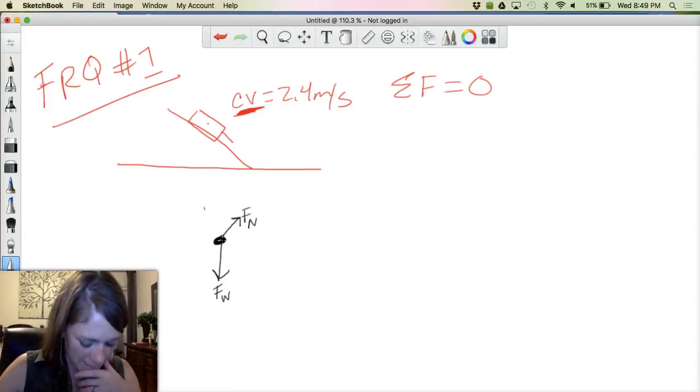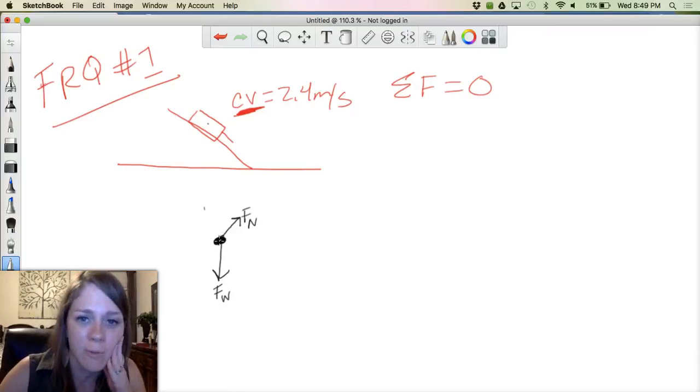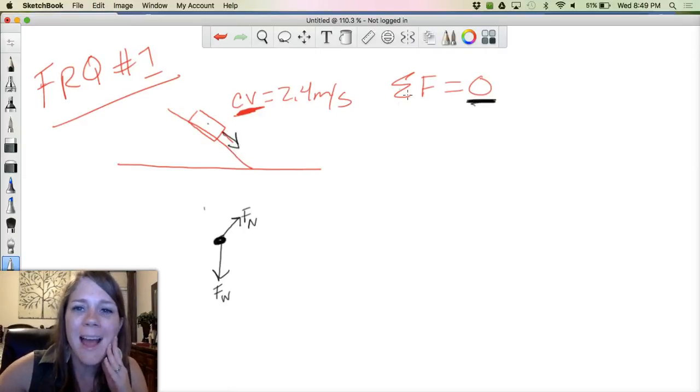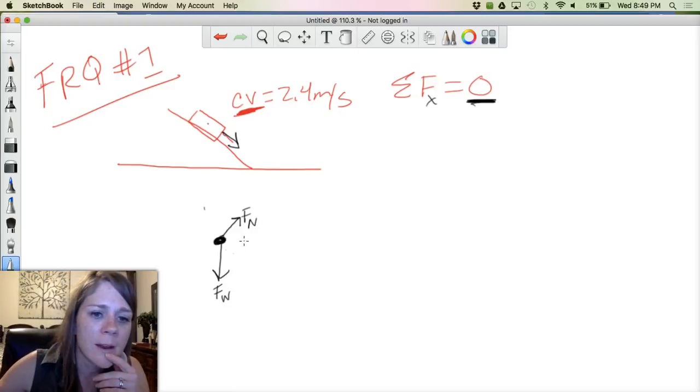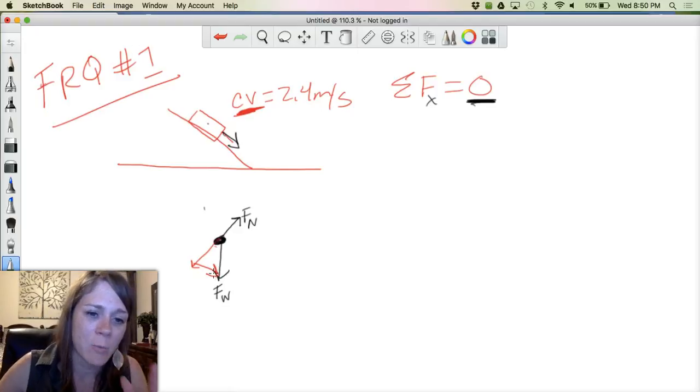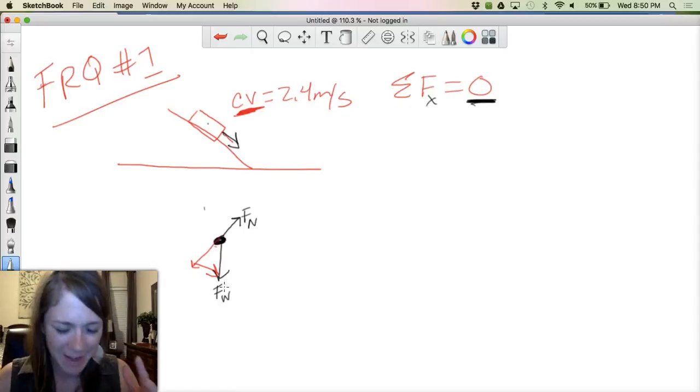And then I heard a lot of students asking, well, is there friction or is there not friction? If the sum of the forces is 0 and I have a constant velocity down this ramp, then what has to be the sum of the forces in the x direction? The sum of the forces in the x direction has to be 0. And I already know that I have, of course, my y component of my weight, and here's my x component of my weight. If I didn't have friction, then the only force in the x direction would be the x component of the weight force. And if I only had one force in one direction, then I have to have a net force.